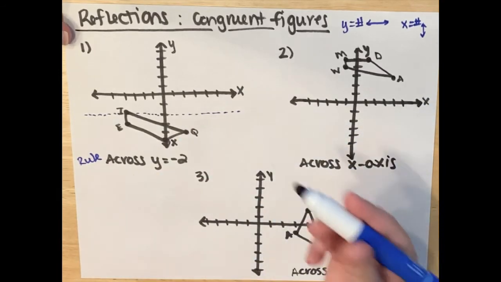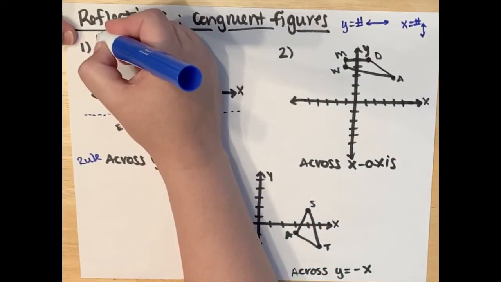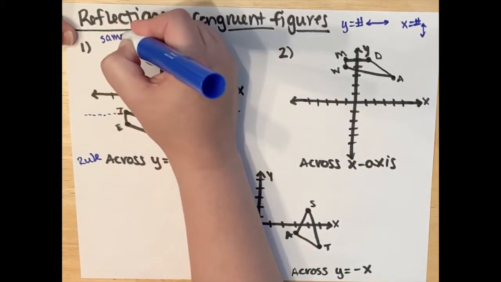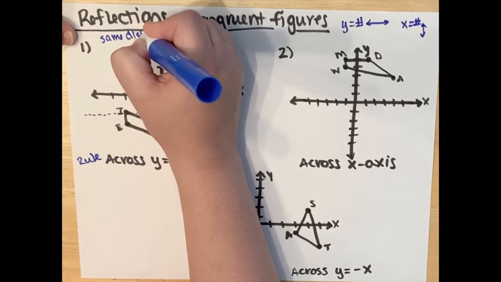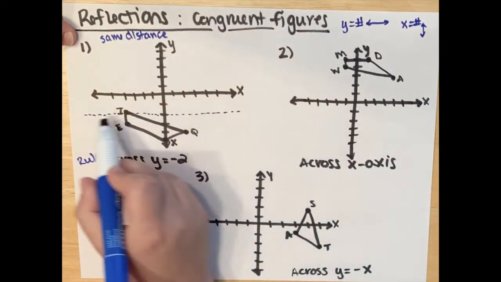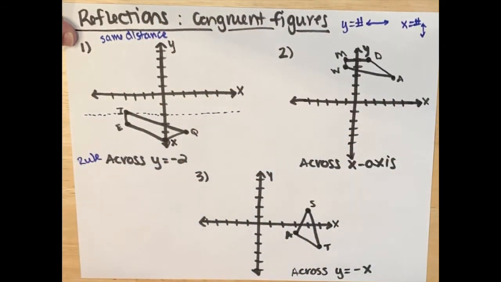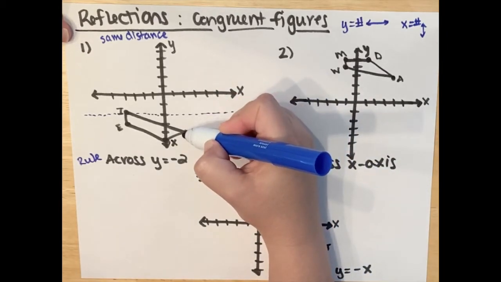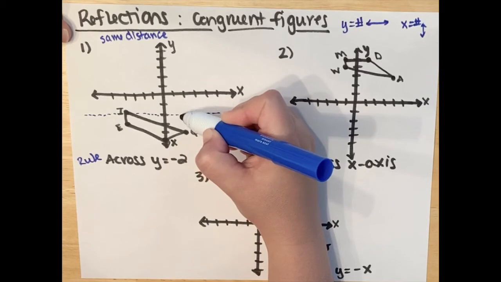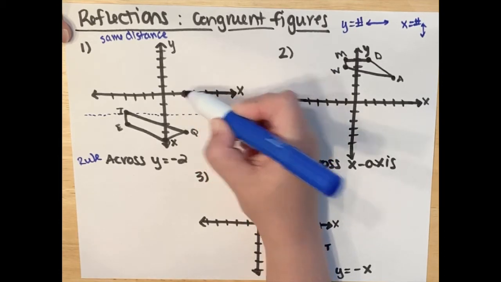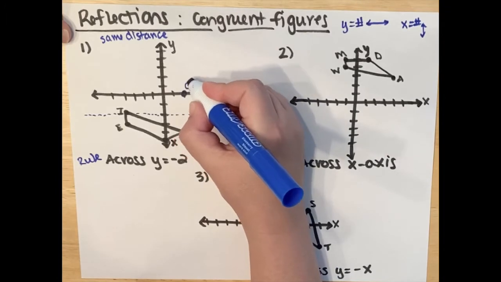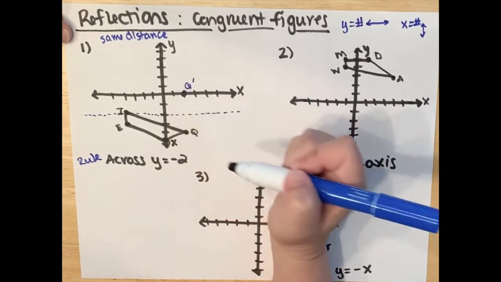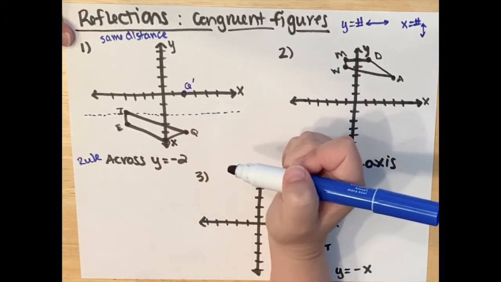So now once you've gotten that, we can start reflecting. And if you recall from the first slide, reflections are the same distance. The points are going to be the same distance from this line of symmetry or line of reflection. So pick one point to start with. I'm going to start with Q. It looks like I am 2 away from the line of symmetry, so I'm going to go 2 in the other direction. And that's my Q prime.